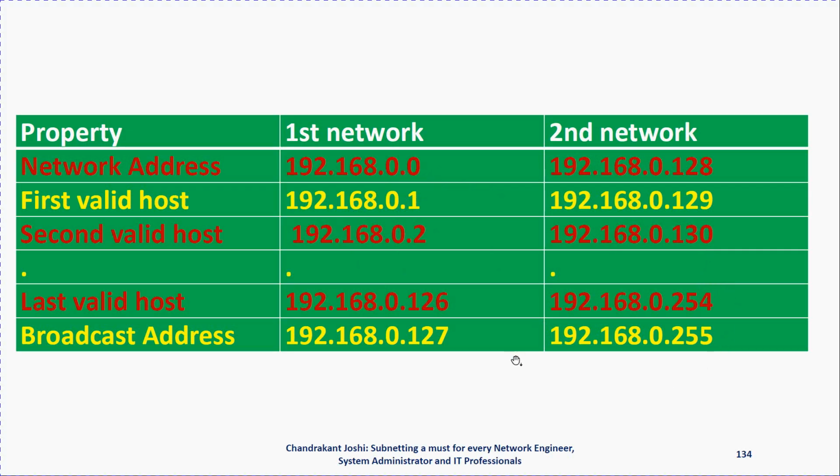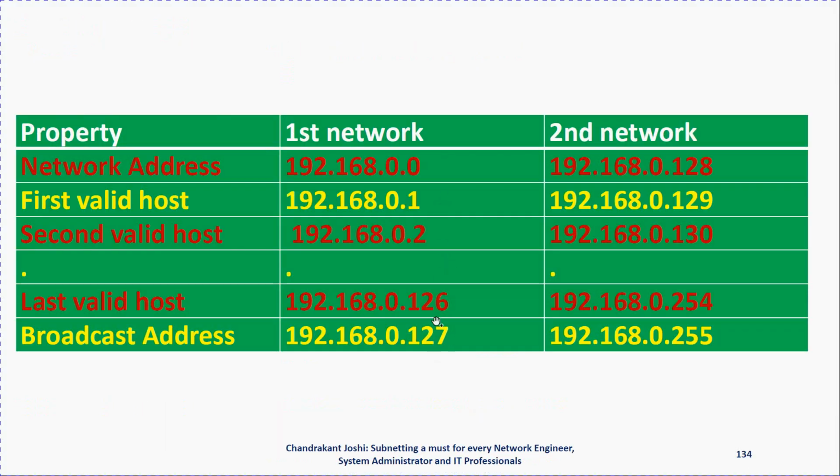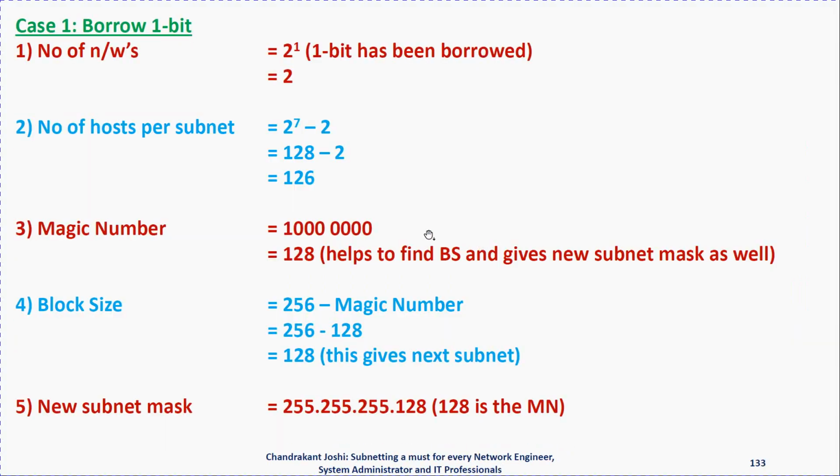This is a very simple example. If you have any confusion, go through this video again. Let me take you back again. So I borrow one bit, and according to this formula I get two subnets. I find the number of hosts per subnet, which is 126. Let me match. This is 126.